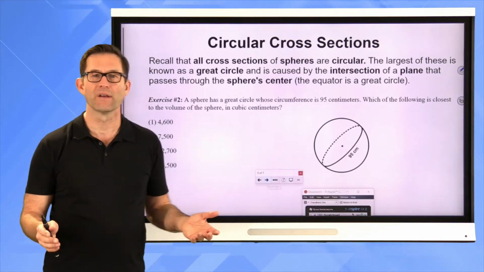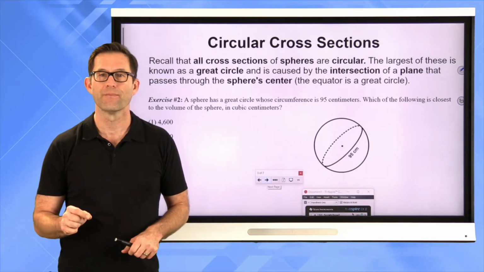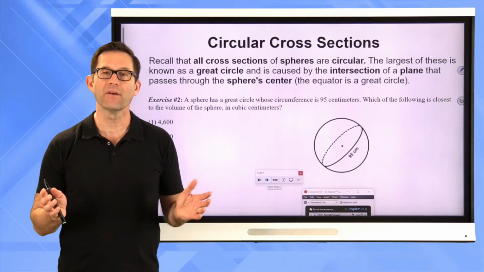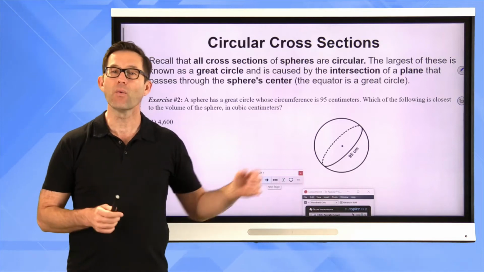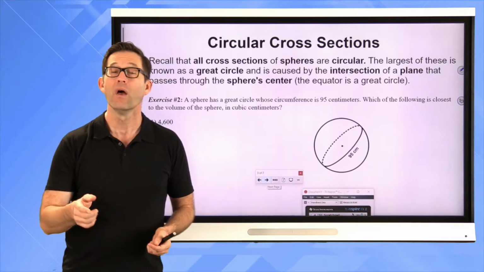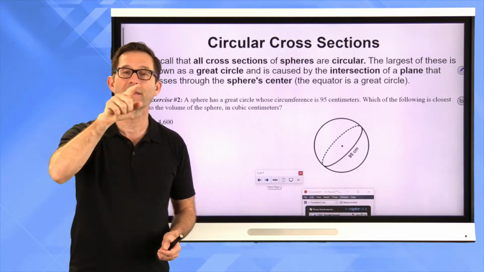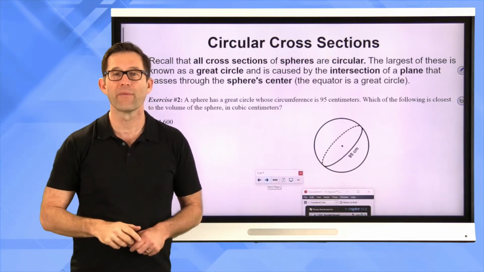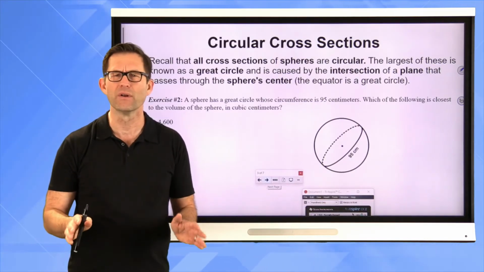Now, circular cross-sections. Recall that all cross-sections of spheres are circular. The largest of these is known as a great circle and is caused by the intersection of a plane that passes through the sphere's center. The equator on the Earth is a great example of a great circle. So are any lines of longitude. Those are the lines that go through the North Pole, the South Pole, and wrap around the Earth. Those are also great circles, but the equator is a really good example of it.